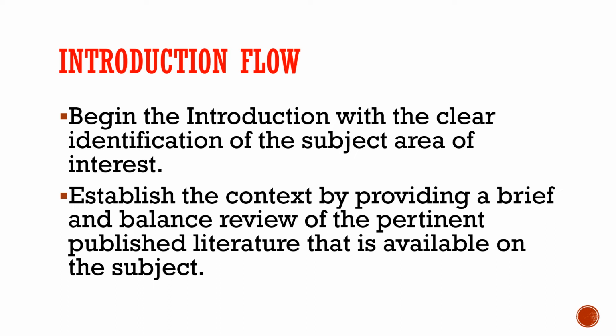Number two, establish the context by providing a brief and balanced review of the pertinent published literature that is available on the subject. The key is to summarize for the reader what we knew about the specific problem before you did your experiments or studies. This is accomplished with a general review of the primary research literature with citations, but should not include very specific, lengthy explanation that you will probably discuss in greater detail later in the discussion.